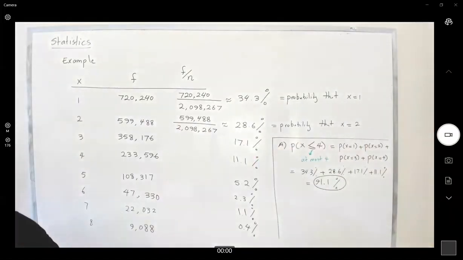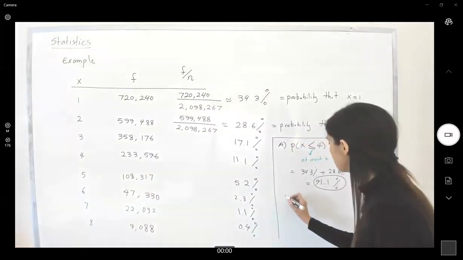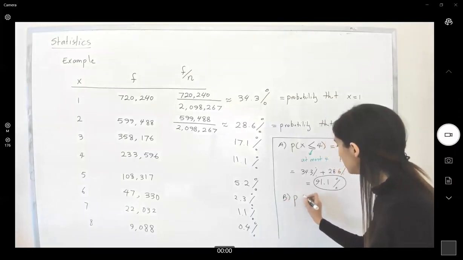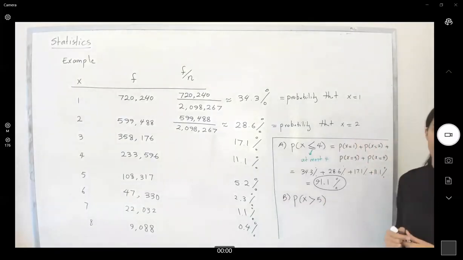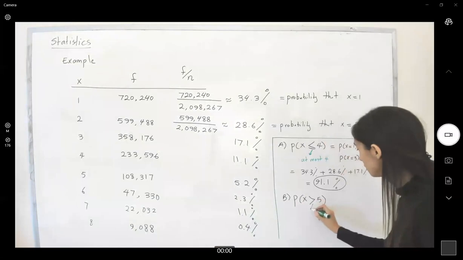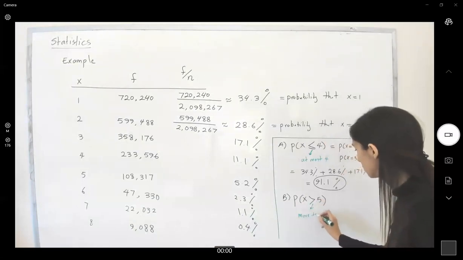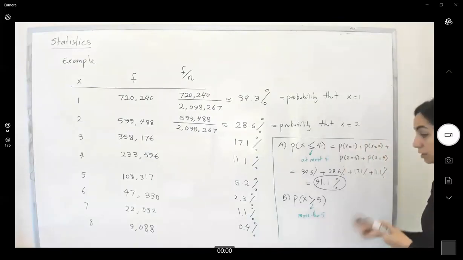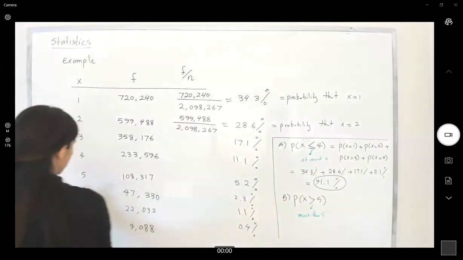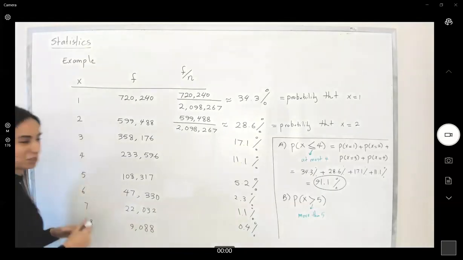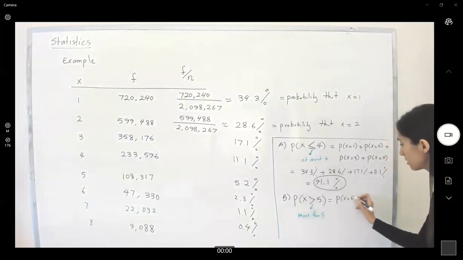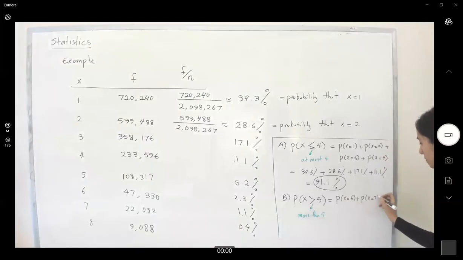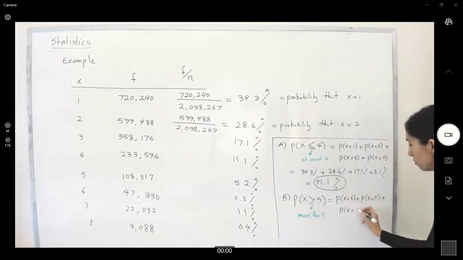Part B of the question says, find the probability that you have more than 5 people. B, the probability that X is more than 5. More than, absolutely greater than. More than 5. It means that it can be 6, or it can be 7, or it can be 8. So we need to add 3 probabilities: the probability that X is 6, the probability that X is 7, plus the probability that X is equal to 8.